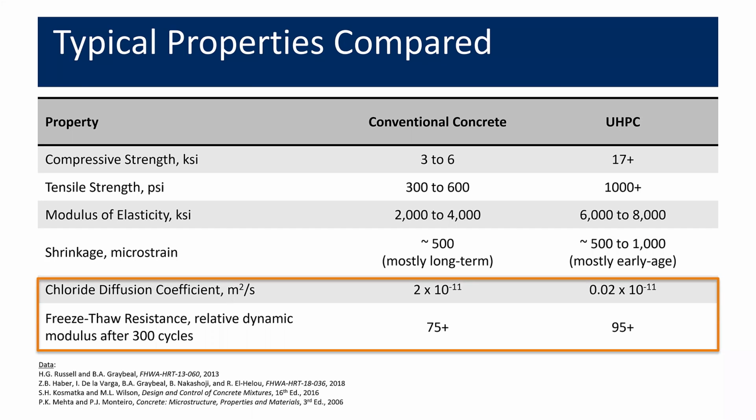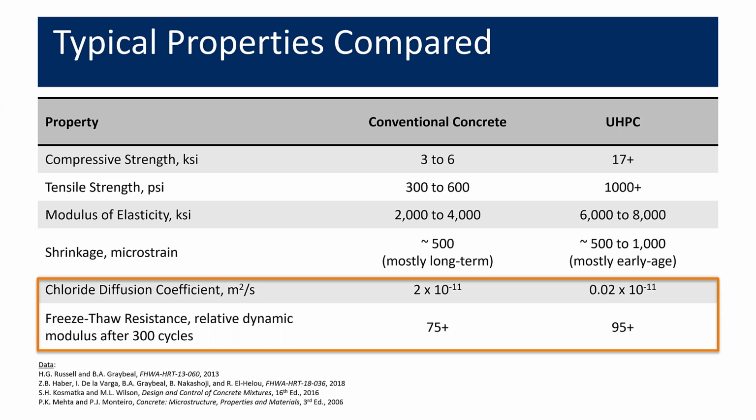All right, from a durability perspective, I talked about chloride ingress a little bit before. The chloride diffusion coefficient is a testable, quantifiable value for how well that concrete resists the ingress of chlorides. And what you can see by looking at these numbers is the chloride diffusion coefficient of UHPC is about 2 orders of magnitude smaller than conventional concrete, which basically means there's about 100 times greater resistance to chloride ingress with UHPC, obviously beneficial from a durability perspective.